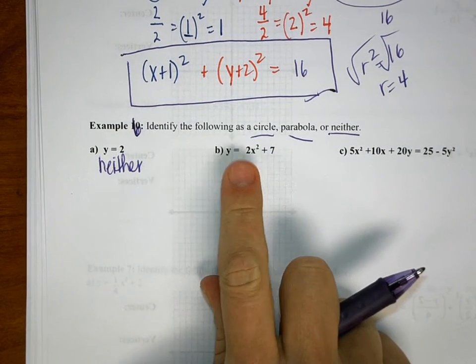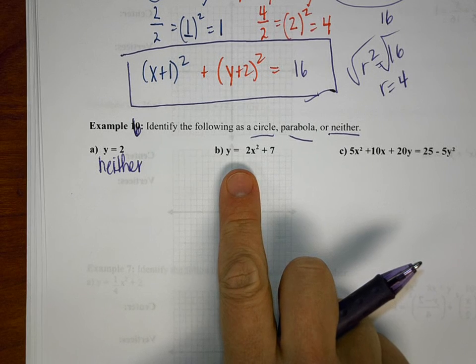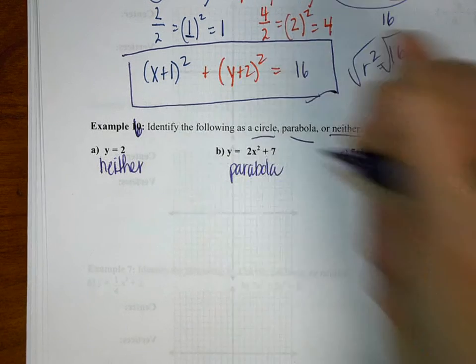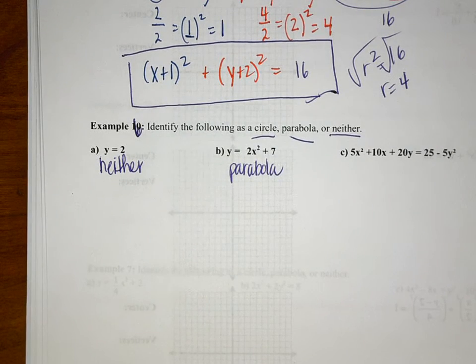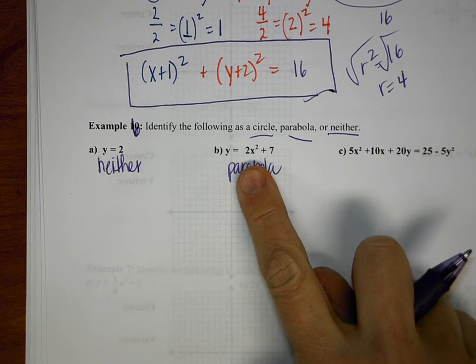What type of equation is this? Hopefully you said parabola, and we know this is a parabola. Why? Because there is one x squared term, or one squared term.